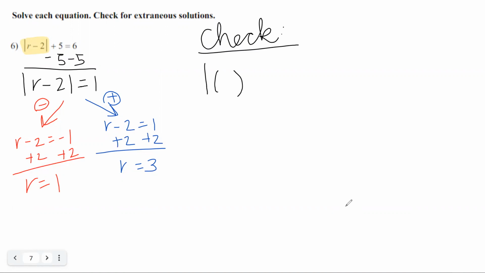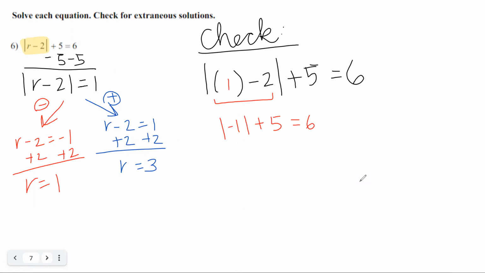So the absolute value of r minus 2, plus 5, is that actually equal to 6? That is what we want to see. So I'll plug in my -1 first. -1 minus 2. Simplify this. This gives us the absolute value of -3 plus 5. Is that equal to 6? Absolute value of -3 is 3. 3 plus 5 is certainly equal to 6. Yay!